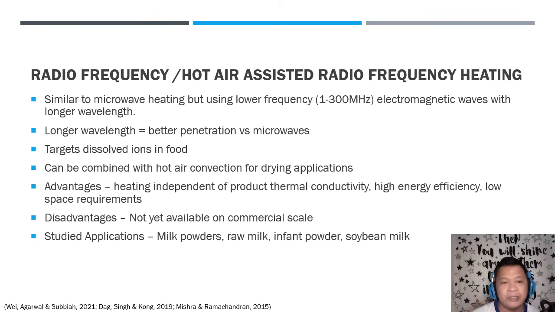Alright, so we also have radio frequency and hot air assisted radio frequency heating. So, like microwaves, these belong to the electromagnetic spectrum. So again, you can refer to the food physics lecture since may basic discussion din doon on PM. As you know, radio frequency, obviously, ito yung ginagamit sa mga radio stations natin. So, they have the characteristic of having longer wavelength, meaning mas okay yung penetration nila, no? Kasi ang electromagnetic waves are always a combination of frequency and wavelength, right?